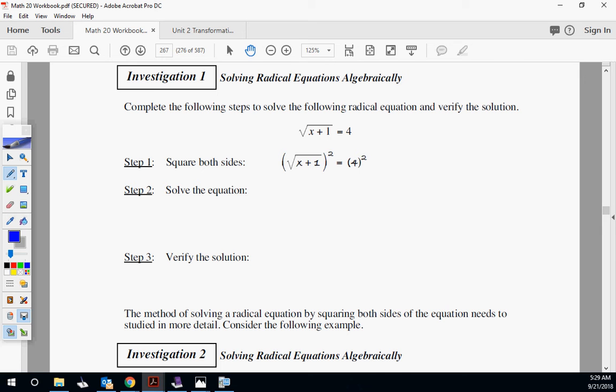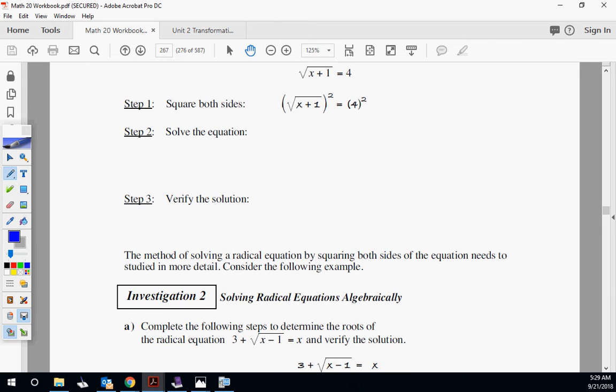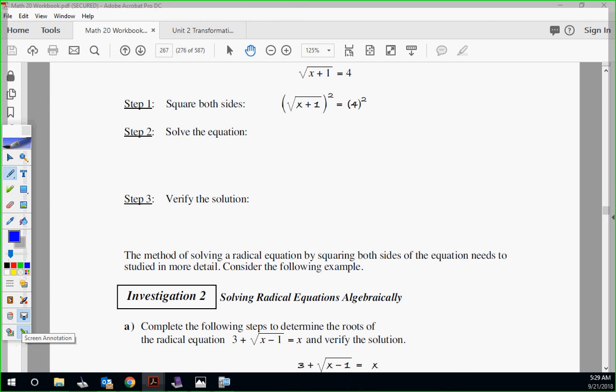Okay, so square both sides. We're solving the one we just did, so we're trying to get x by itself. We're going to follow those same steps and get x by itself. So we square both sides, and you get x plus 1 equals 16. Then you minus 1, where x is 15. Going to verify our solution. We plug in the 15, which we already did, so this is kind of redundant.